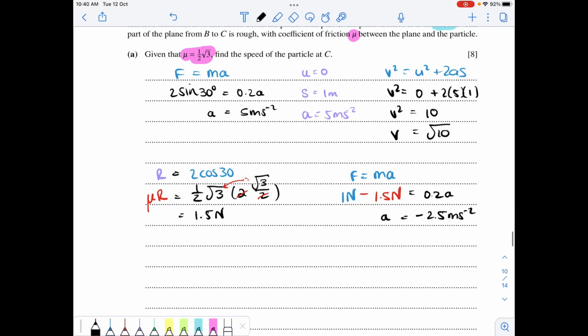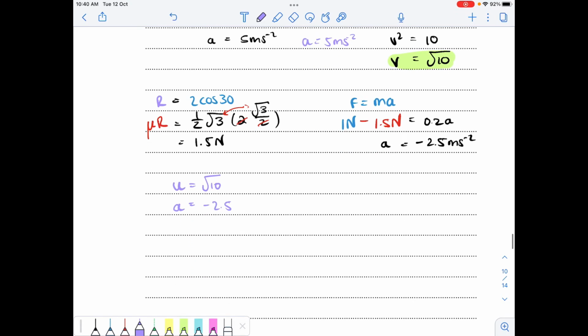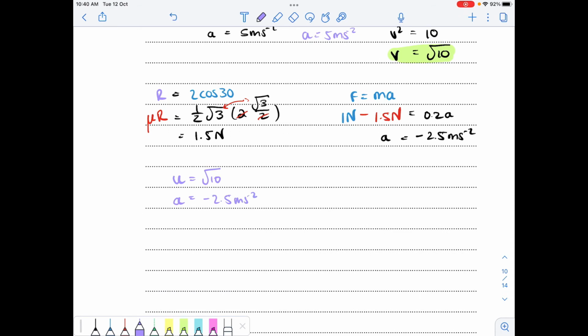Almost done. Let's consider the information we have now. Okay, we have the initial velocity. Right? The initial velocity for the second part of the journey is the same as the final velocity from the first phase. That's what the object was traveling at when it got to the friction part. So this will be square root 10. We have the acceleration, which we just worked out as minus 2.5 meters per second squared, and we know the object is going to move 1 meter.